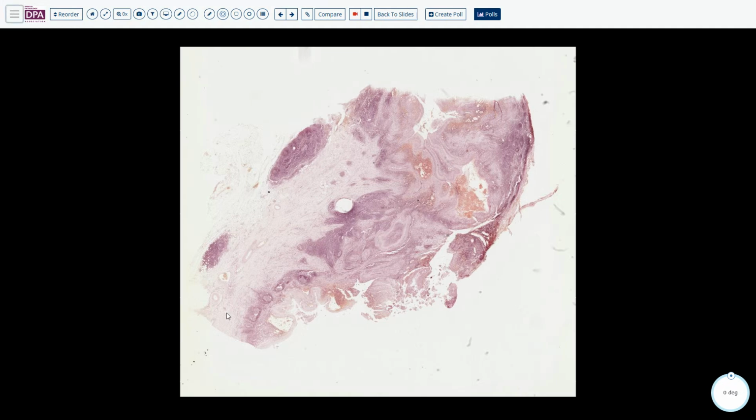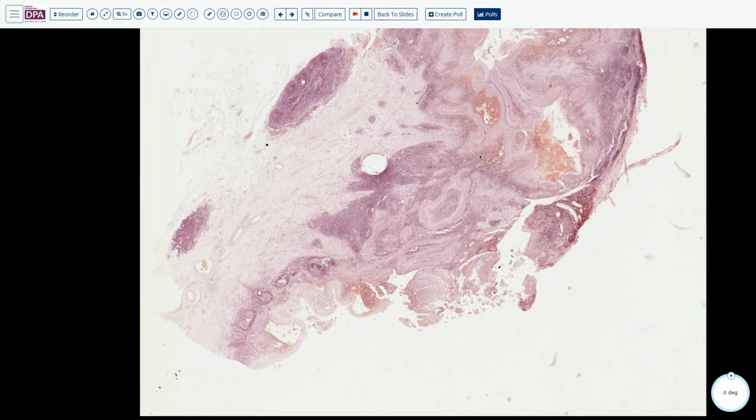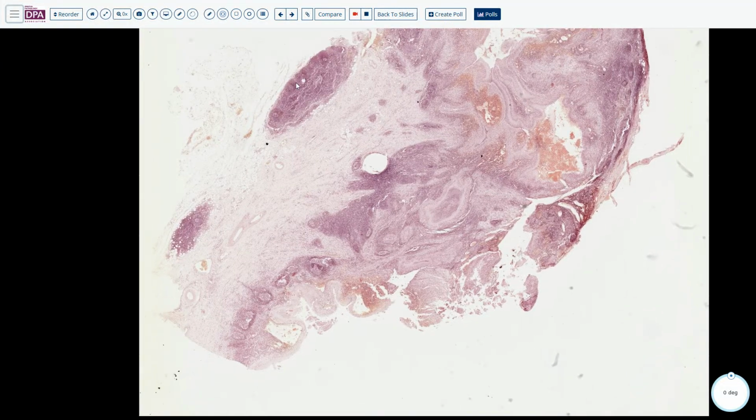I don't know whether this is a lymph node, but at least we can see this germinal center. If this is a lymph node and the architecture is kind of preserved, then it is more likely an infectious disease.